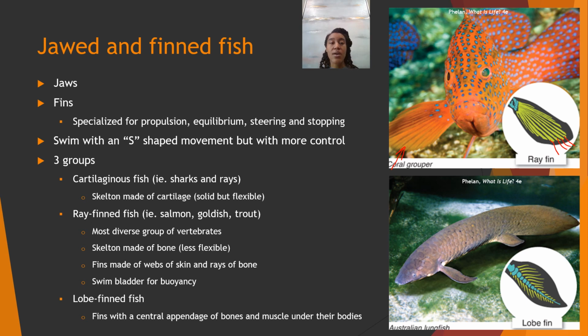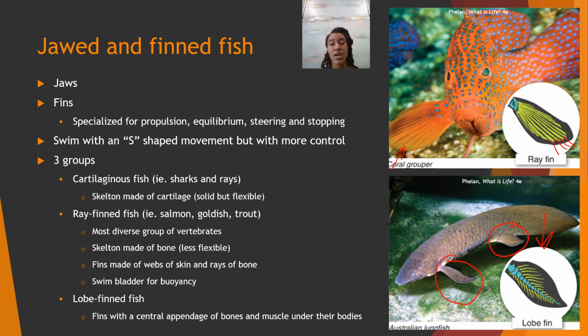And then the final group of jawed fin fish we have are our lobed fin fish. They're called this because of the difference in their fin structure. In the ray fin fish, they had those rays of bony projections connected by skin, whereas in the lobe fin fish, they have much meatier, hardier fins. You can see the differences in the diagram here, but you can also look at the fins on this actual fish. If you compare them to the fin of the ray fin fish, they seem a lot more fleshy and meaty. And the lobe fin fish's fins have a central appendage of bone and muscle.